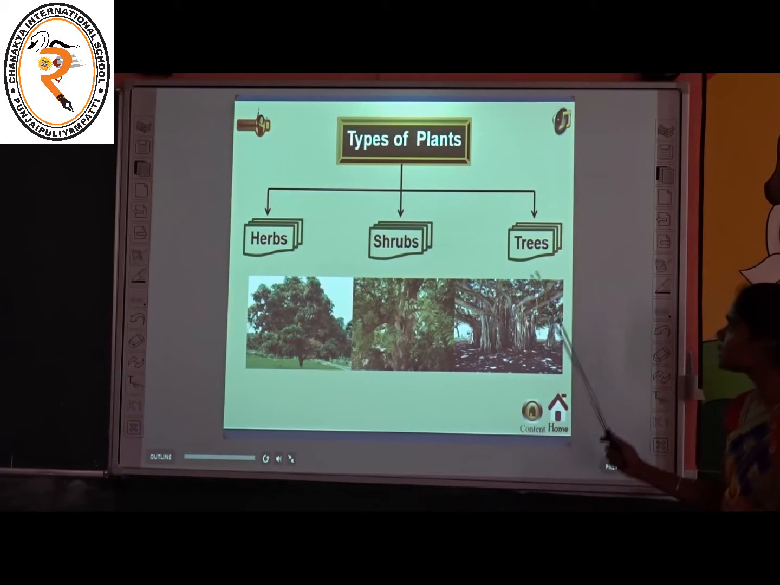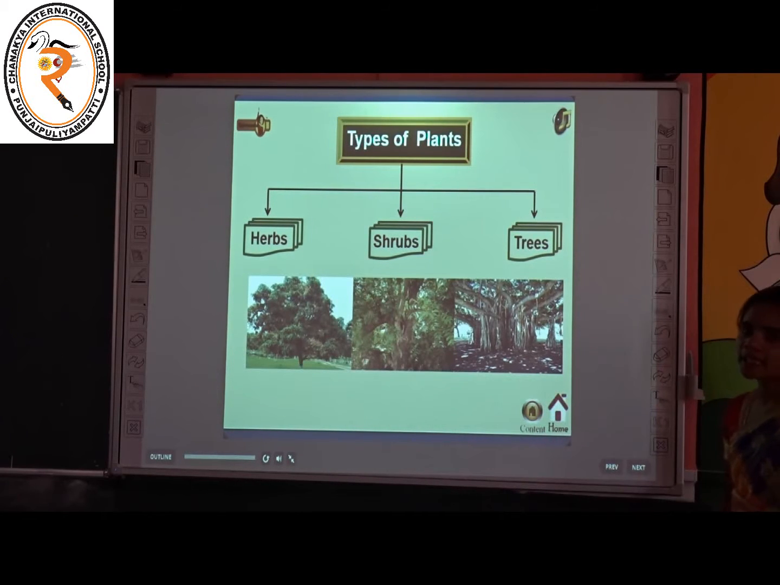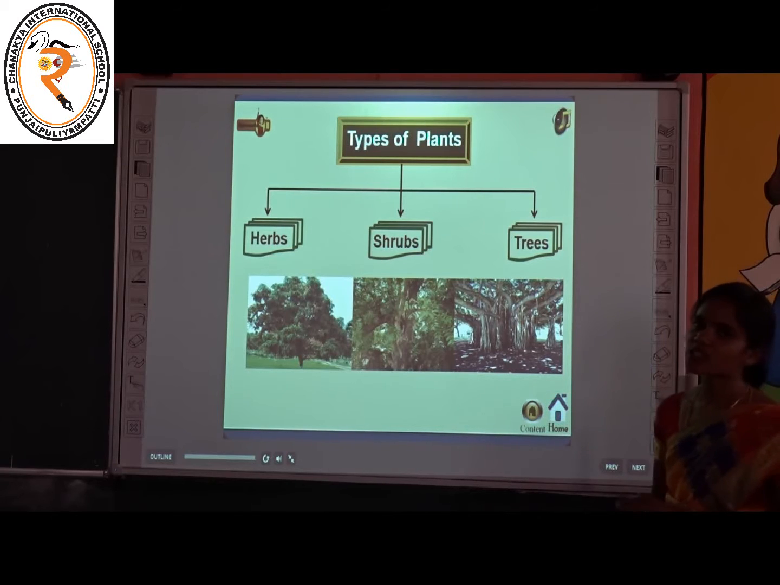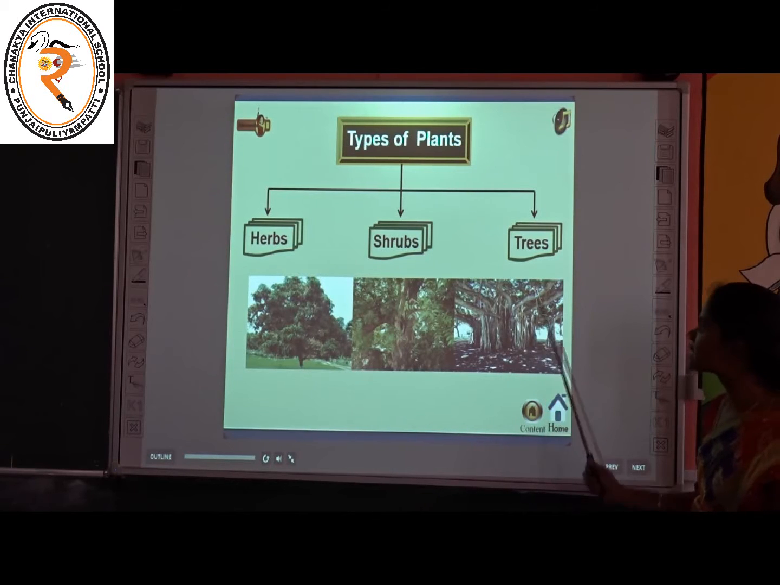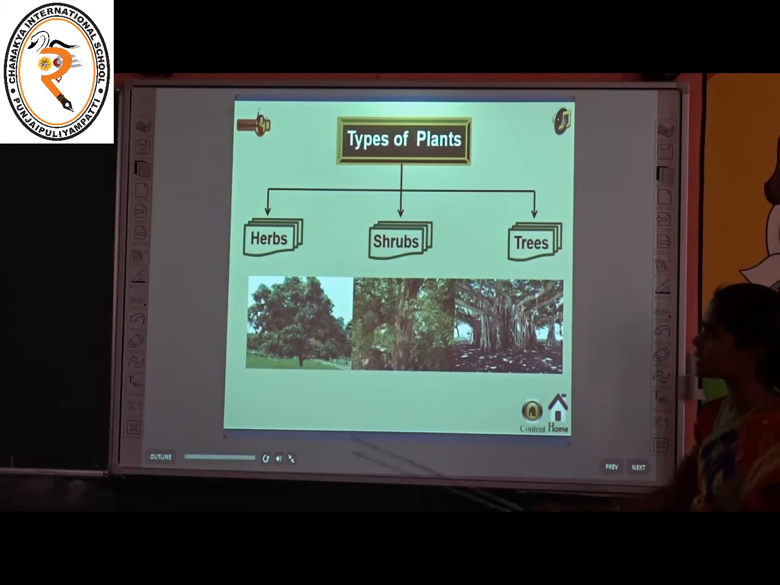And the next one, trees. Look at the picture. These are examples of trees: mango tree, neem tree and banana tree. They are very large, that is, tall in size, and they have a very thick stem. So they are called trees. These are the main three types of plants: herbs, shrubs and trees.